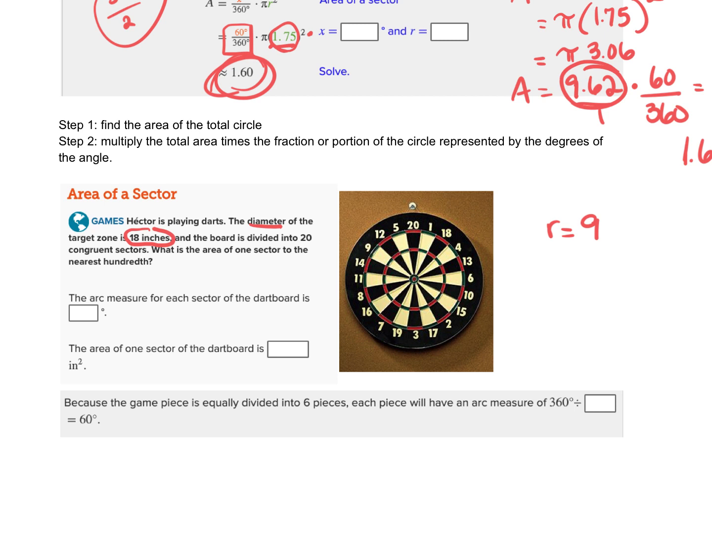And the board is divided into 20 congruent sectors. Well, then I need to know what the angle is for each sector. Because they're all congruent, I'm going to do 360 divided by 20. And that gives me 18. So that means each section here is only 18 degrees. So the arc measure of each sector is 18.